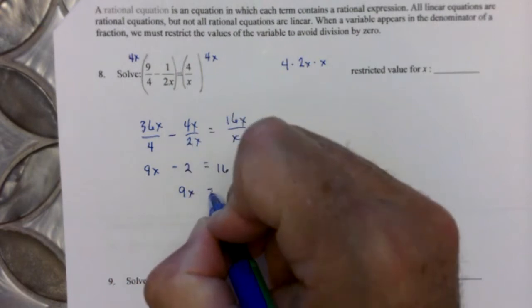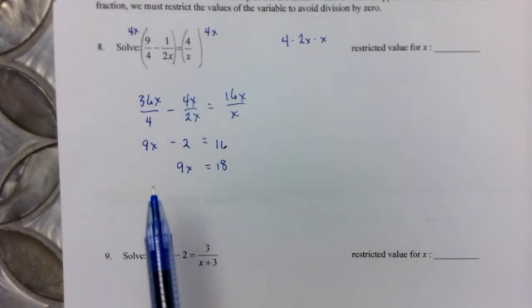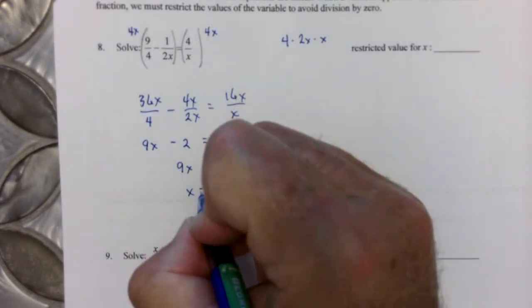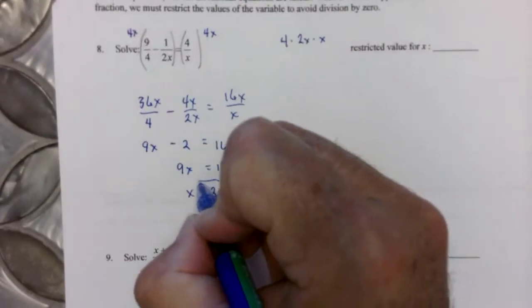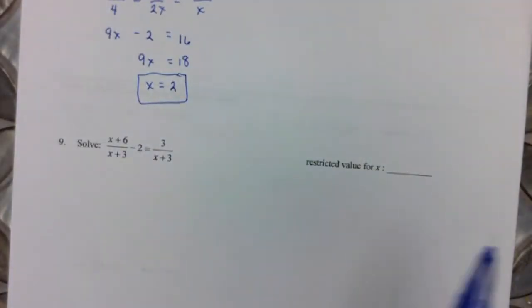I'm going to add 2. This time I'm not writing plus 2 on both sides. Some of you still do, some of you don't. I'm going to divide by 9 and I get x equals 2. And we could fire that in there and check it. Questions on the number 8? Good. Number 9.